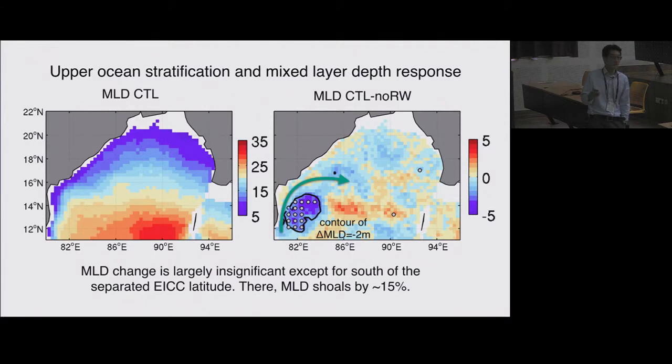The only area that pops up as a significant mixed layer depth difference is, again, this anticyclonic flow regime south of the EICC separation. You can see about a 5 meter reduction of the mixed layer depth, where the climatological depth is about 20 or 30 meters. So it's a significant reduction of the mixed layer depth. And I'm overlaying this black contour, which is the area of mixed layer depth reduction of 2 meters. So we're going to be focusing on this particular region.